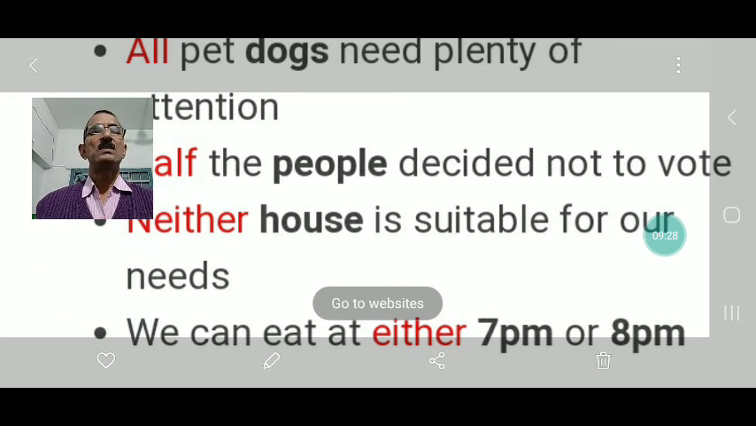Neither house is suitable for our needs. Means no house. There are two houses, no house. We can eat at either 7 p.m. or 8 p.m. Means there is an option between the two. So it can be used.